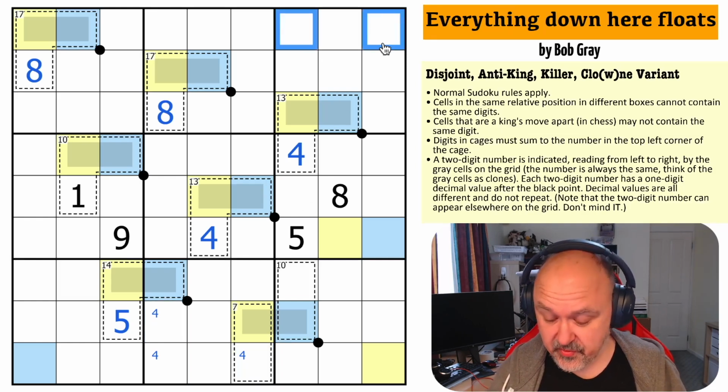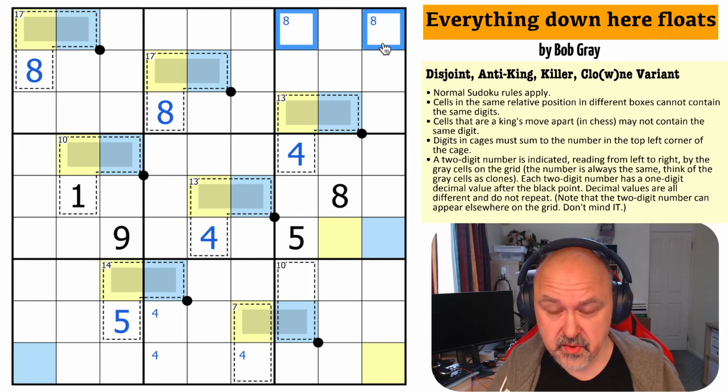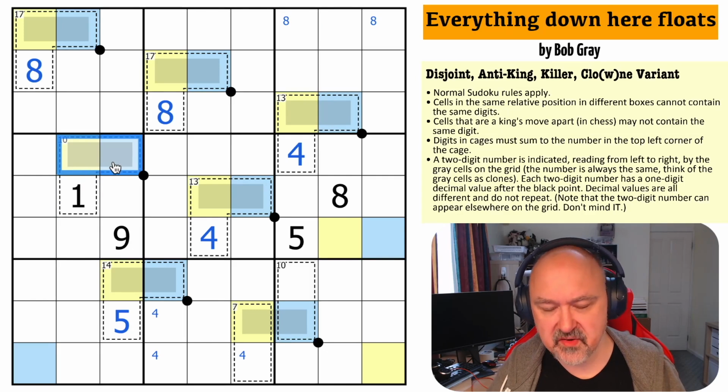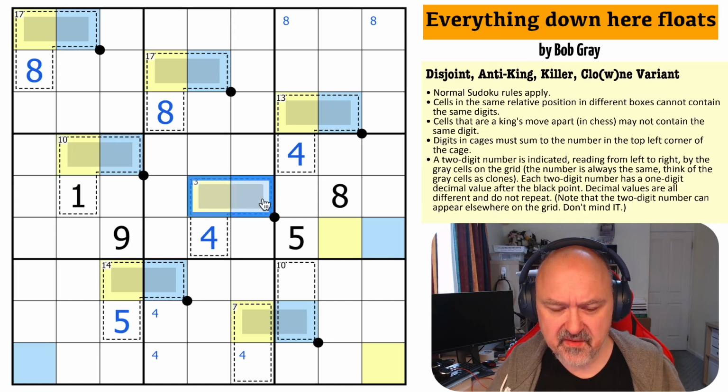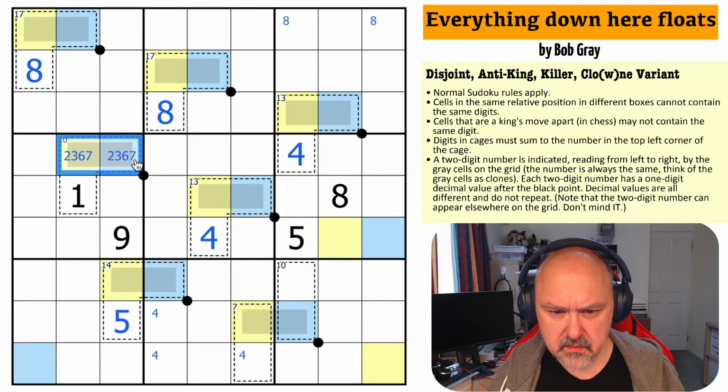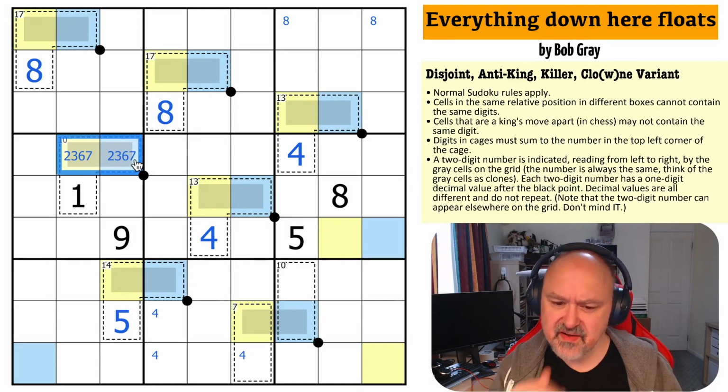8 is in one of those two, which means 8 is not this. So what is this? It's got to sum to 10. It can't be 1, 9. It can't be 2, 8. No. What am I talking about? It sums to 9. It can't be 1, 8. It can't be 4, 5. So it's 2, 7 or 3, 6.